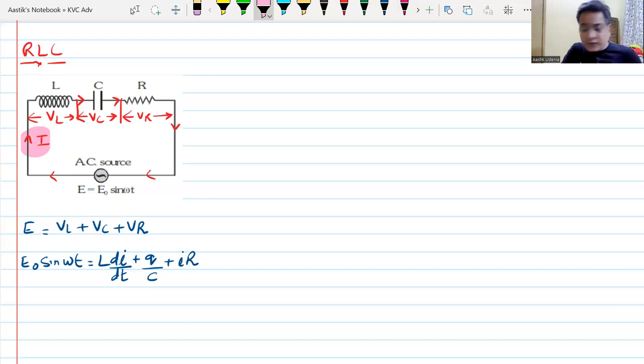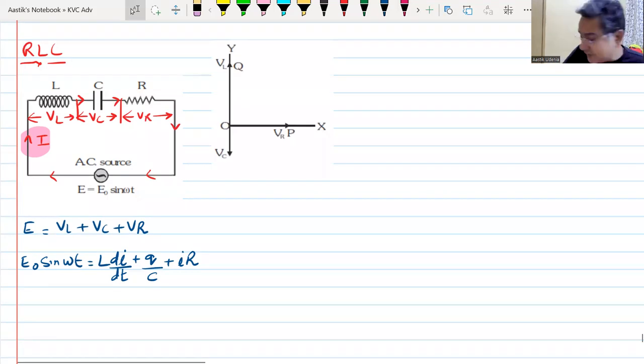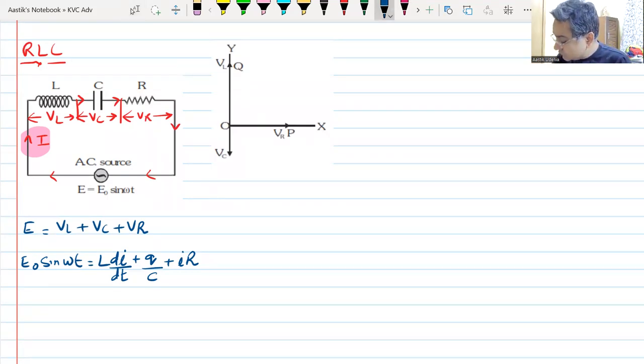So what we have done previously, the same thing we are going to do. We are going to draw the phasor of current. To start with, this is the phasor of current I in the circuit. As soon as you draw the phasor of the current, we understand that the phasor of voltage across the resistor VR would be in the same direction. Current and voltage across the resistor are in the same phase. So I and VR are in the same phase.